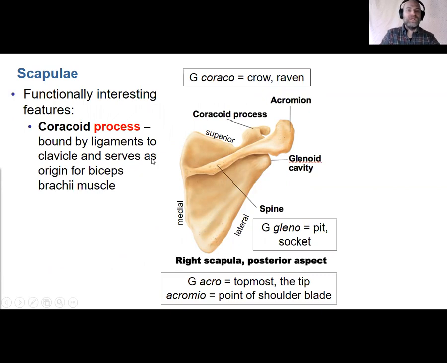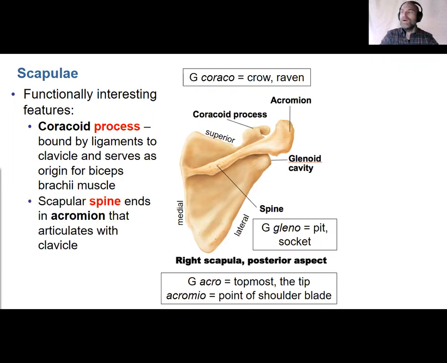The coracoid process, here we have ligaments attaching that bind the clavicle and the scapula together, providing some more structural stability to the shoulder girdle. Also, your biceps brachii has an attachment point here as well. Your biceps brachii just simply being your bicep. And so that muscle has its attachment point on this coracoid process in your scapula. Additionally, this scapular spine here ends in this acromion.